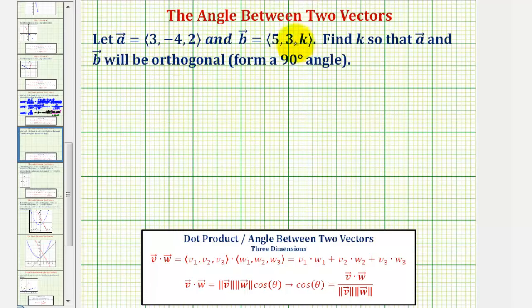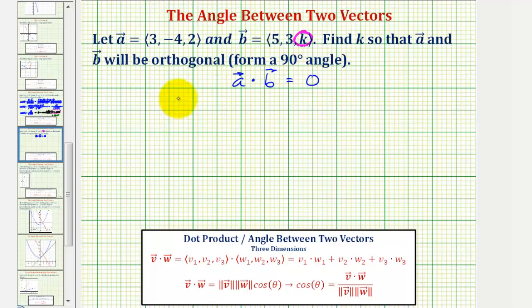We're given vector A and B in component form, though notice how the z component of vector B is the variable k, and we're asked to find k so that vector A and vector B will be orthogonal or perpendicular. To solve this problem, we need to remember that if the dot product of two vectors is equal to 0, the two vectors are orthogonal or perpendicular.